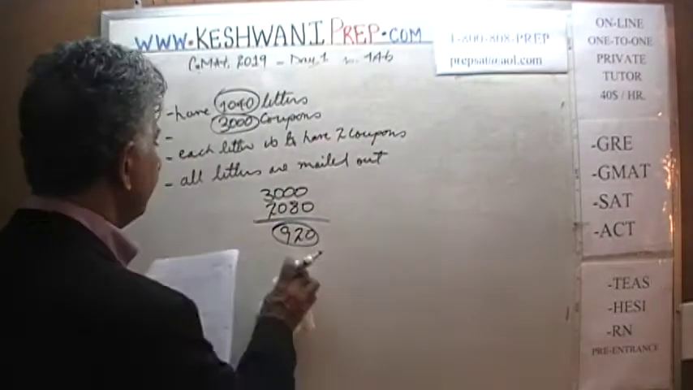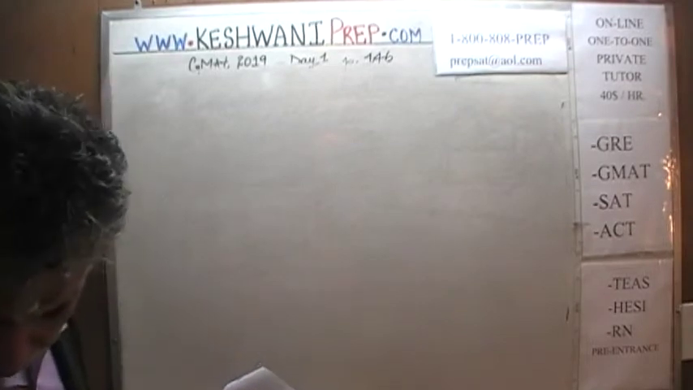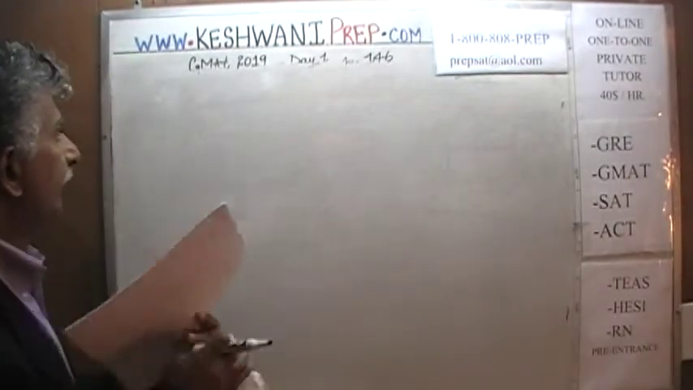Let's do number six. Number six is a geometry question, but no big deal. It's very straightforward. Let's take a look at it. We are on the next page now, page number 147.